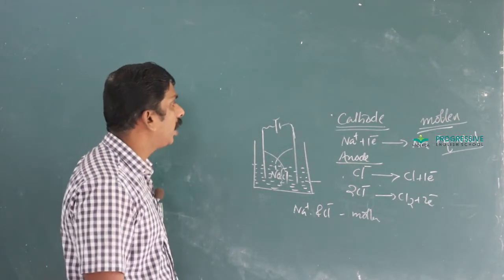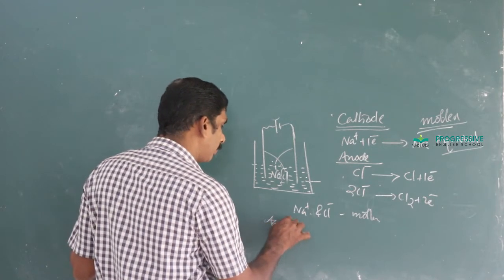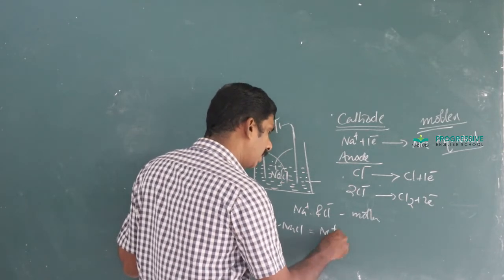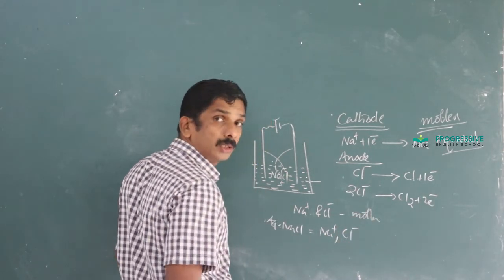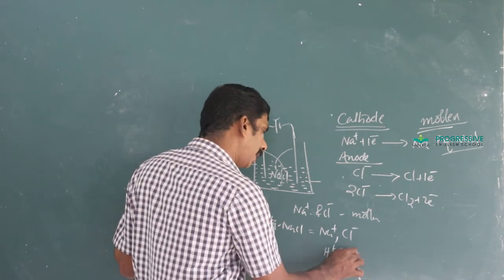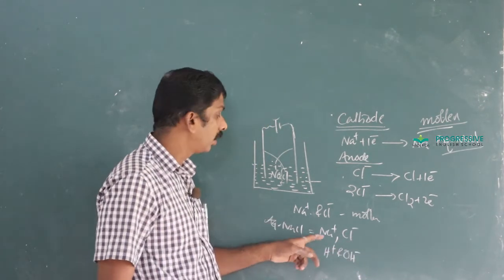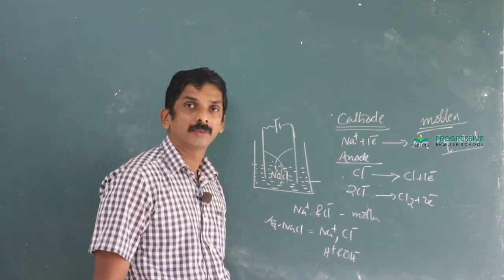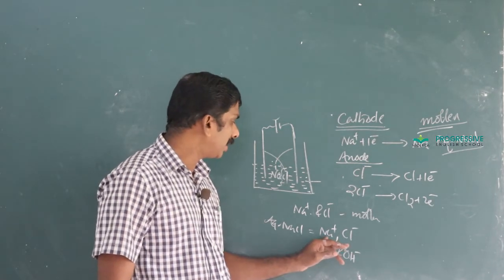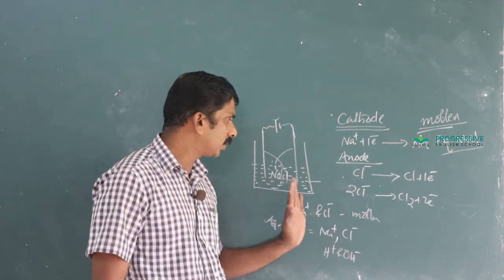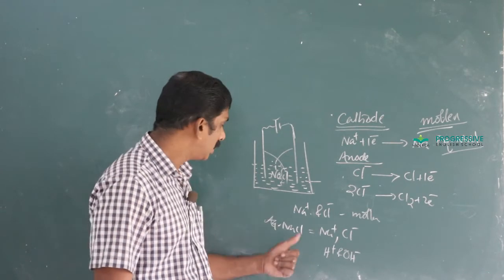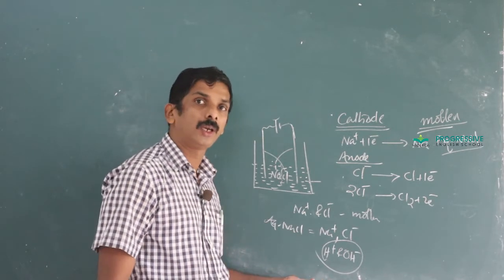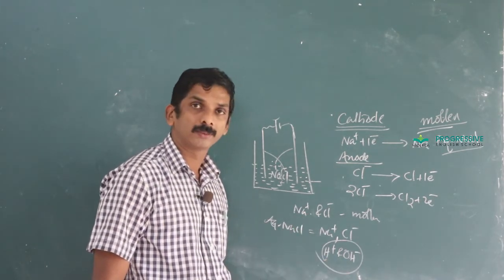But if we take aqueous sodium chloride, it contains Na+, Cl-, H+ and OH-. Definitely sodium chloride contains Na+ and Cl-. Since it is an aqueous solution, water dissociates to give H+ and OH-.